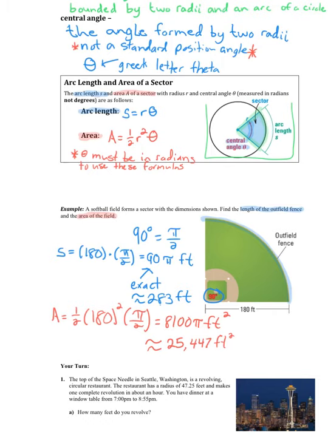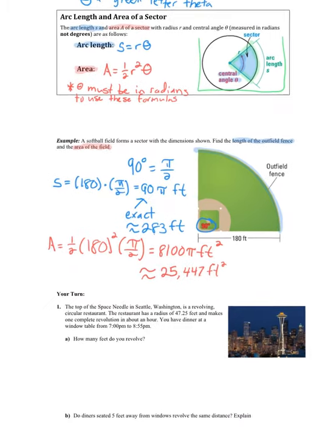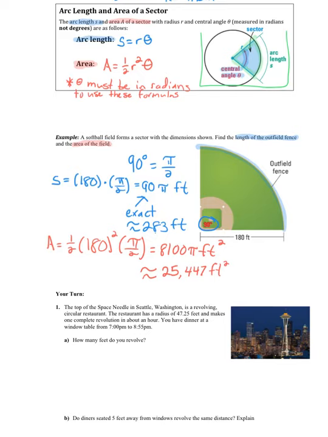Okay, so now there's one more example here. It's the Space Needle problem. Basically, the top of the Space Needle in Seattle, Washington is a revolving circular restaurant. I give you the radius of the restaurant, which happens to be 47.25 feet, and it completes one revolution in 1 hour. It says about an hour, we're just going to assume it's an hour. So you have dinner at a window table from 7 p.m. to 8:55 p.m. So you have dinner for almost 2 hours.